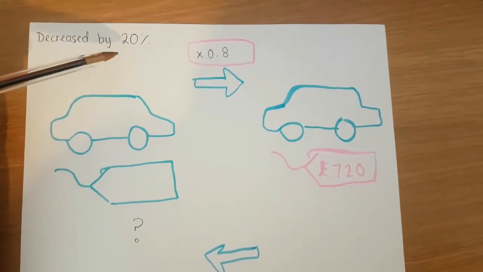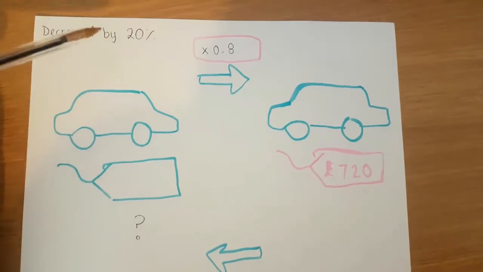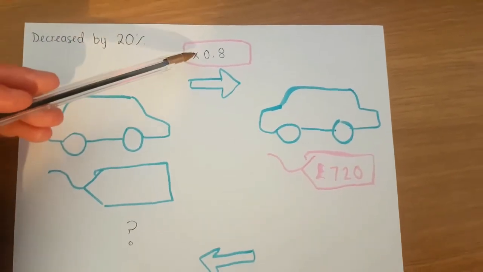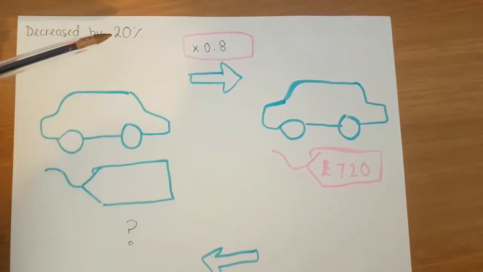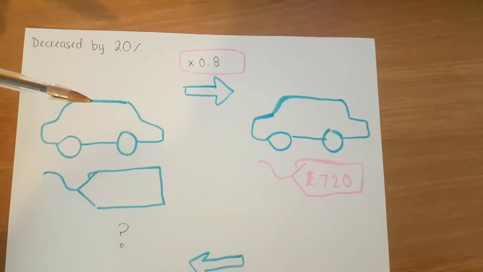So if we were decreasing by 30%, we'd have a percentage multiplier of 0.7. If we were decreasing by 50%, we'd have a percentage multiplier of 0.5. If we're decreasing by 60, we'd have 0.4. So we're going to take that away each time.